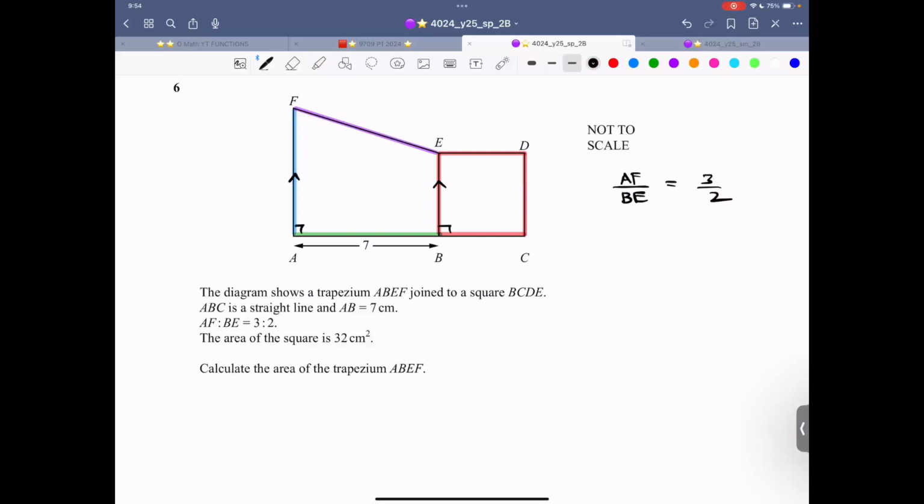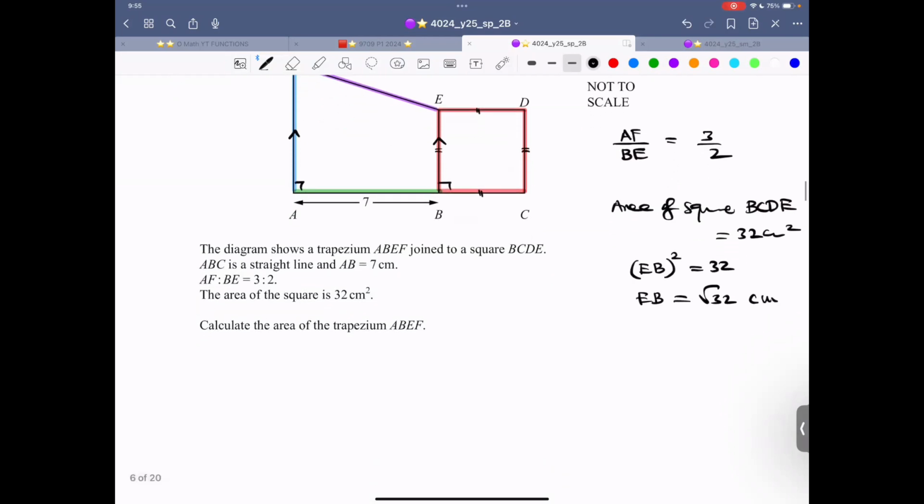The area of the square is 32. What's the name of the square? BCDE. The area of BCDE is equal to 32 centimeters square. Therefore, if I talk about EB, the area of the square is 32 and EB is root 32. I'm working in the exact form. So now EB is the same thing as BC. It's the same thing as DC. It's the same thing as ED. Common sense, that's a square. So EB is this much.